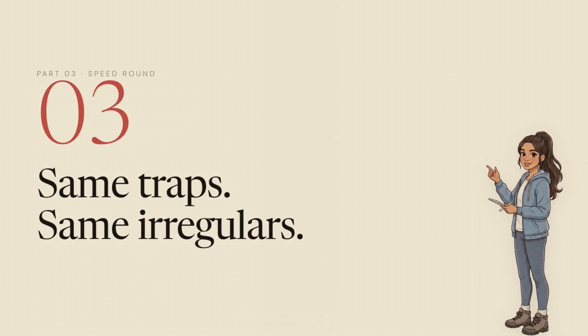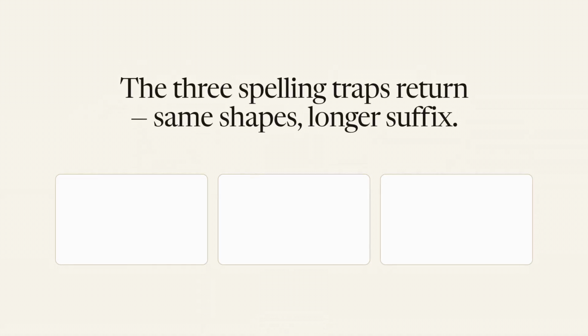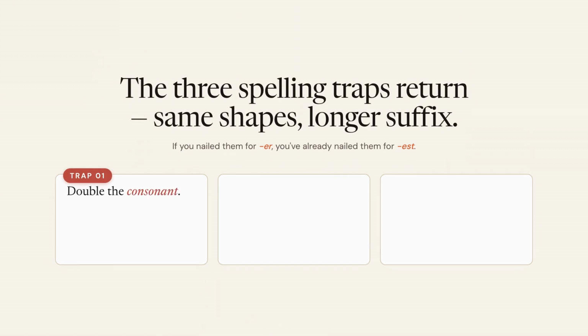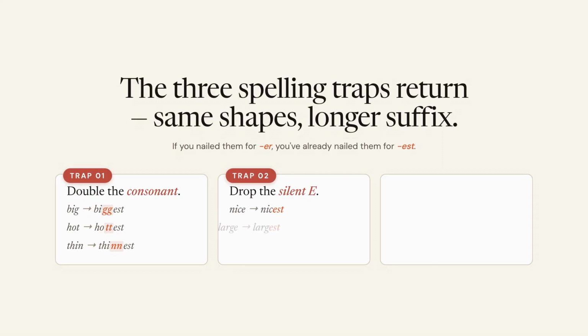Now the spelling. And here's the lovely part. It's identical to comparatives. Same three traps. Let's do it fast. Trap 1. Double the consonant. For the short words, double the last letter. Big, biggest. Hot, hottest. Thin, thinnest. Trap 2. Drop the silent E. When the word ends in E, don't add double E. E is already there. Drop the extra E. Nice, nicest. Large, largest. Safe, safest.